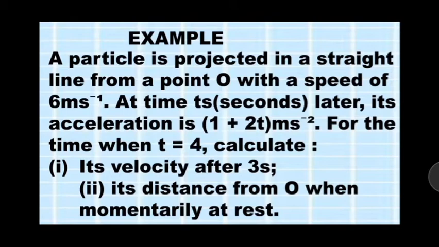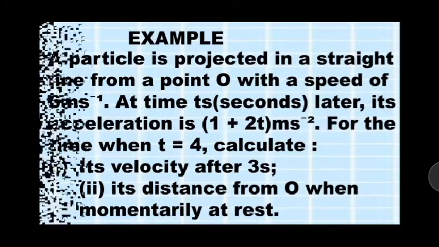A particle is projected in a straight line from a point O with a speed of 6 meters per second. At time t seconds later, its acceleration is 1 plus 2t meters per second squared. For the time when t is equal to 4, calculate its velocity after 3 seconds. Then calculate its distance from O when momentarily at rest. So let's look at the solution to that question.